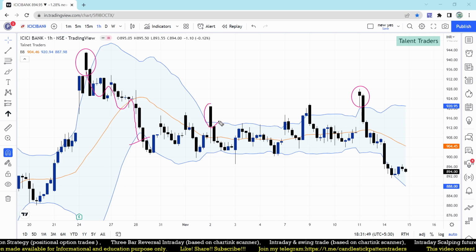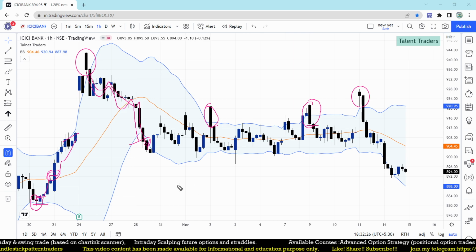Here also it opened above the Bollinger Band and closed below it. Again here, it opened above the Bollinger Band and closed below it, and here there is no link between the upper Bollinger Band and the candles, and here also there is no link between the upper Bollinger Band and the candles. Yesterday we discussed the doji which forms at the lower Bollinger Band, and you can see the result: it reaches the upper Bollinger Band. Our minimum target is the middle mean price, the moving average, but even after that there was a good movement on the stock.